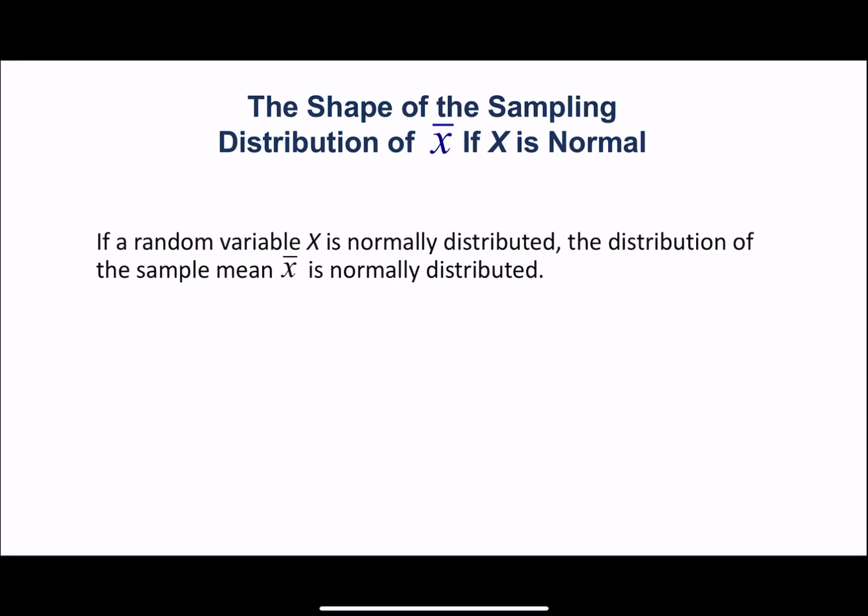So if a random variable x is normally distributed, the distribution of the sample mean x bar is also normally distributed. So if our population is normally distributed, our distribution of the sample means will also be normally distributed.